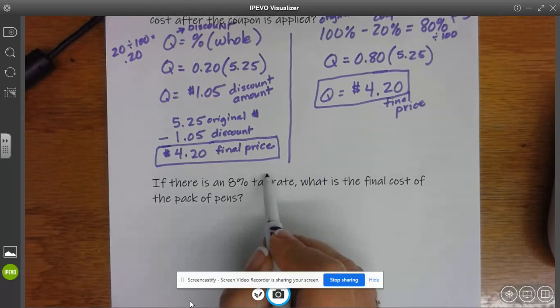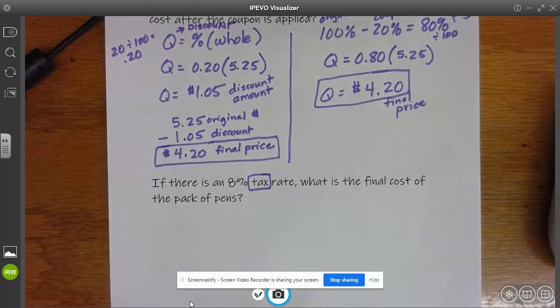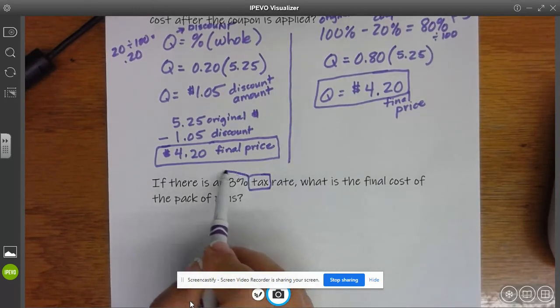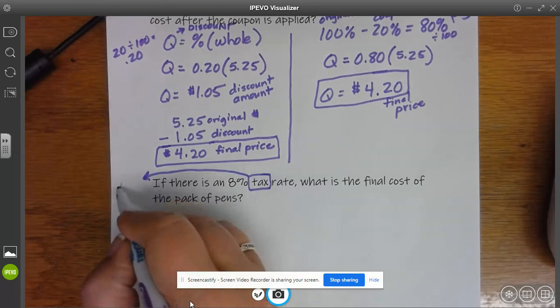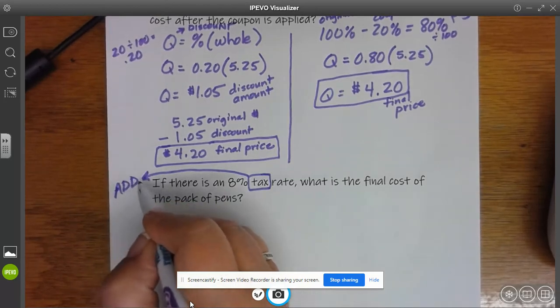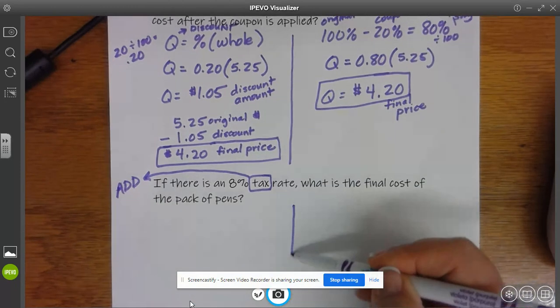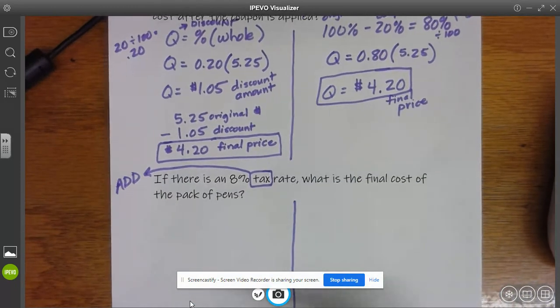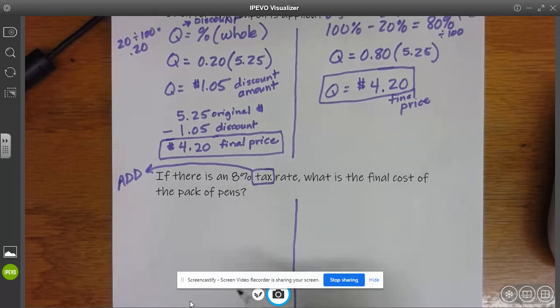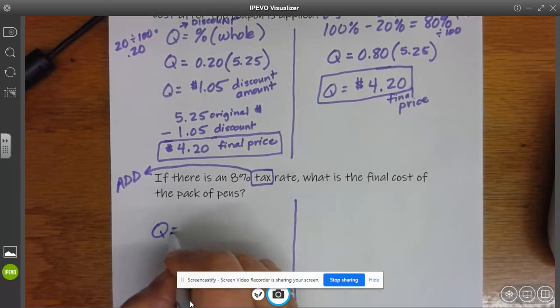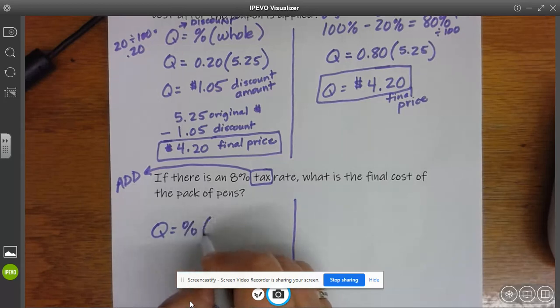And of course, taxes is that extra little amount that you pay so that you can support the government and everything. So it's not going to be subtracted, it's going to be added. You add your tax rate. So once again, there's two ways to do this. Now, we're going to use our same equation. Quantity equals percent times whole.